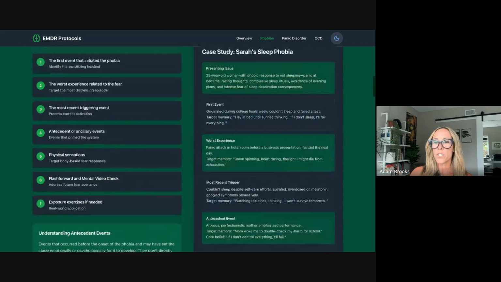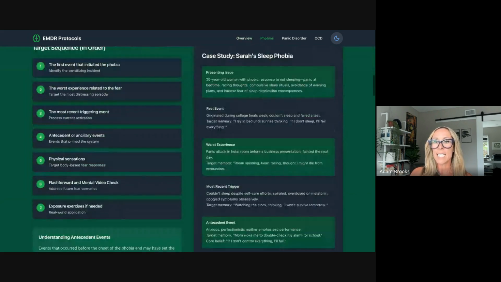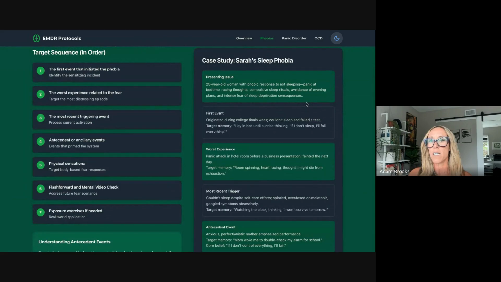So let's move on to a case study where we have a sleep phobia. So the presenting issue is a 25-year-old woman with a phobic response to not sleeping, panic at bedtime, racing thoughts, compulsive sleep rituals, avoidance of sleeping plans, and intense fear of sleep deprivation consequences the next day.